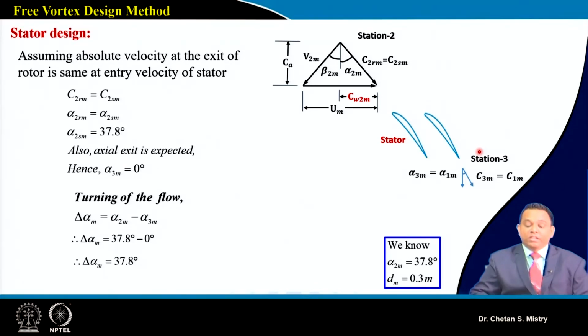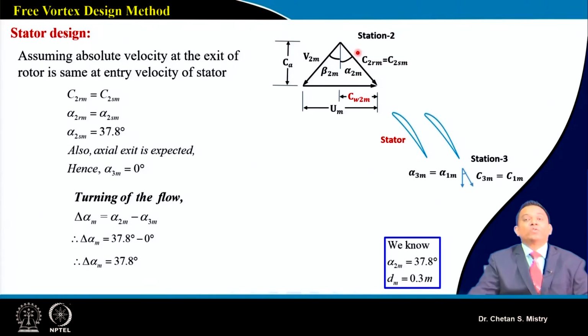Here in this case, what we are assuming, just look at my absolute velocity, that's what is coming out from the rotor, that's what we are assuming is the same as what is entering my stator. So you can say C2 for rotor and C2 for stator, they both are the same. This is our assumption.